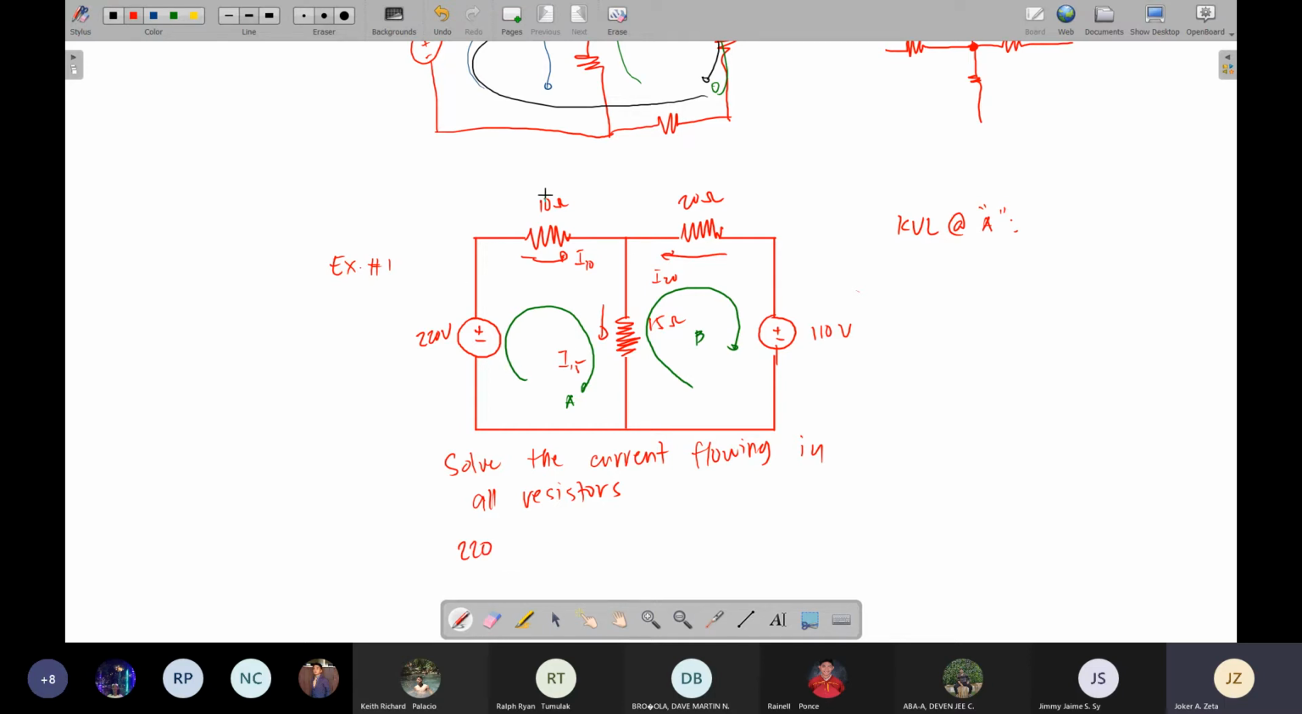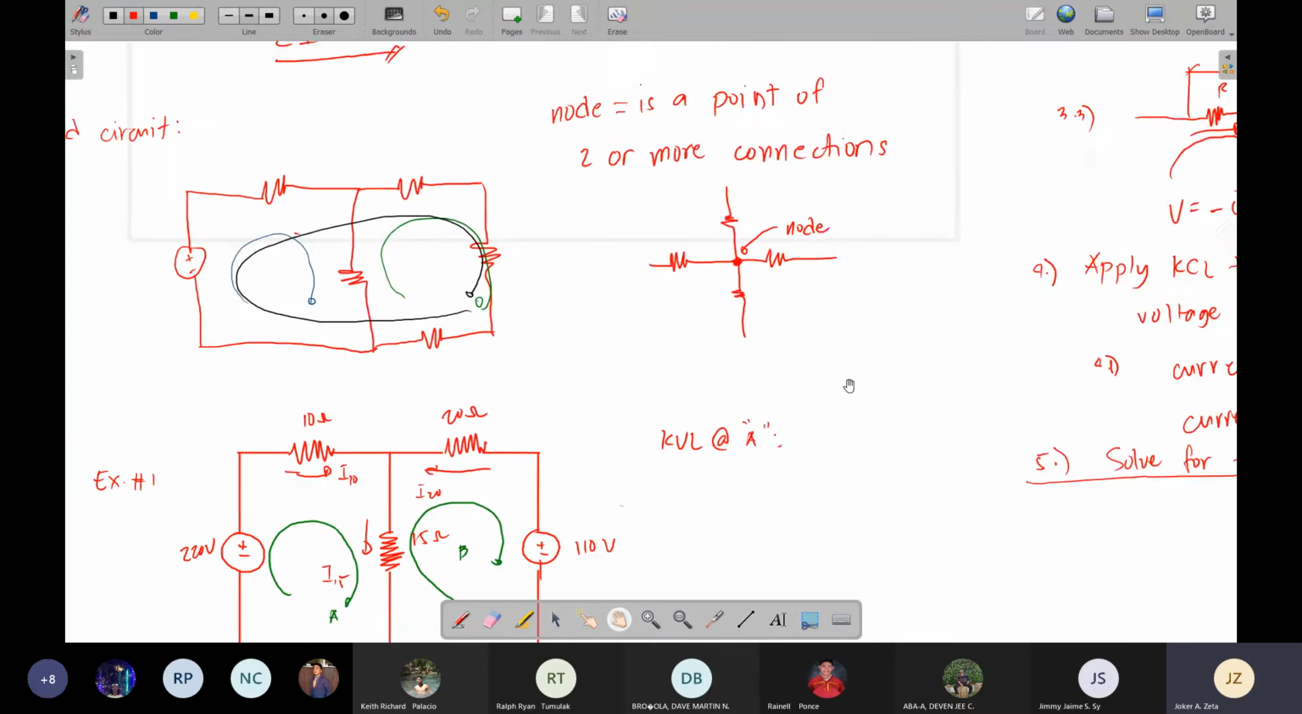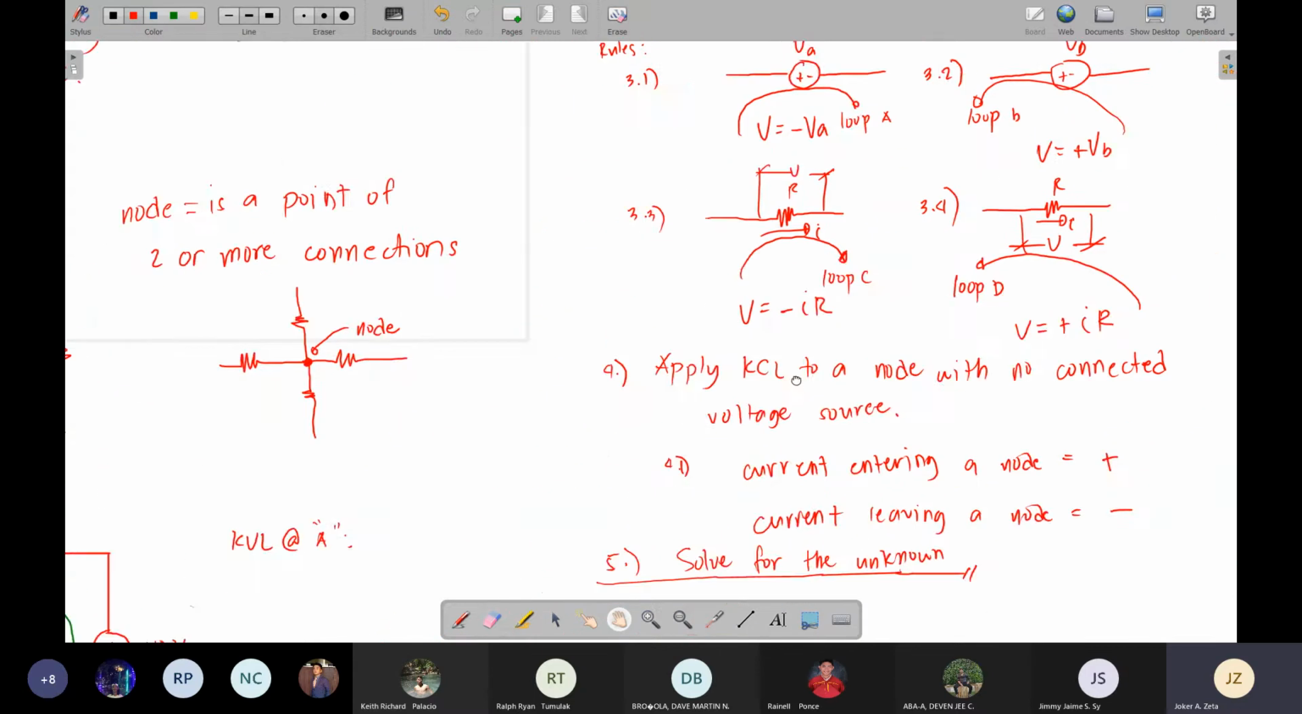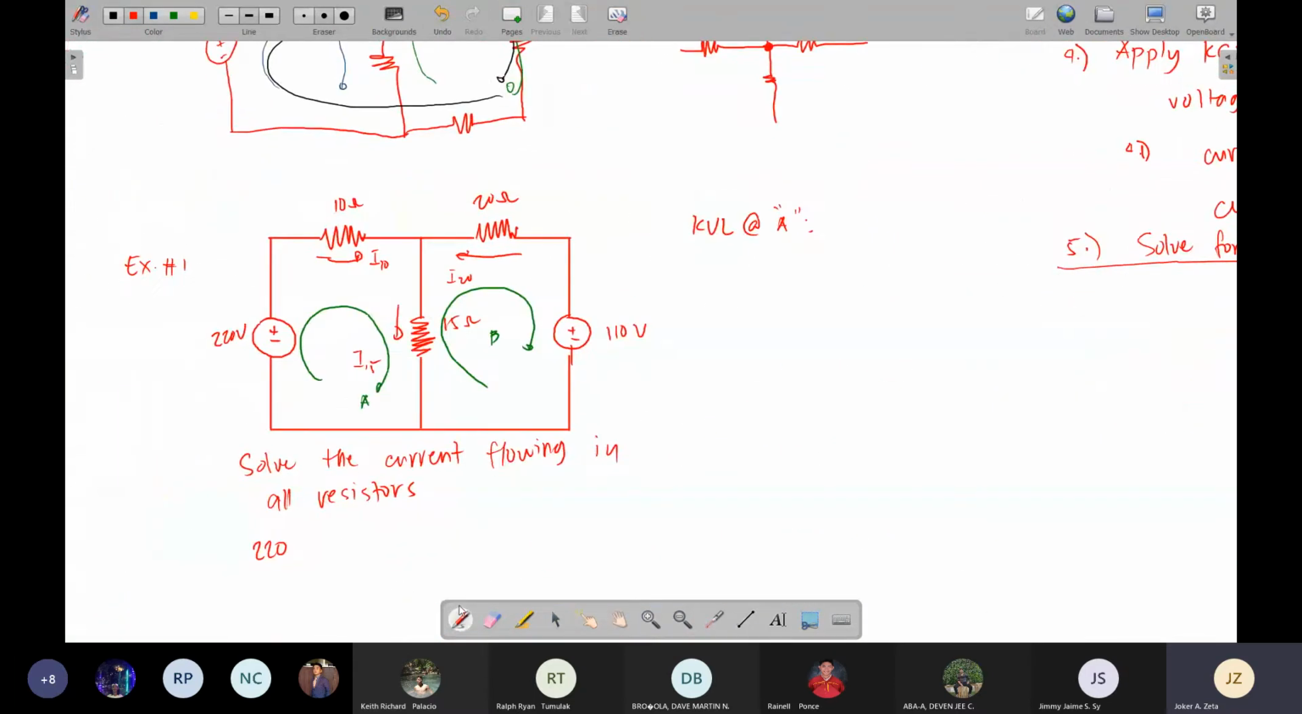Yes. Next, we have the voltage on the 10 ohms and the voltage on the 15 ohms. Okay? So, how about the voltage in the 10 ohm resistor? Recall the rules. If the current has the same direction as the assigned loop, that voltage is negative. If it is opposite to the assigned loop, that voltage is positive. Okay? So for this one, this will be KVL.